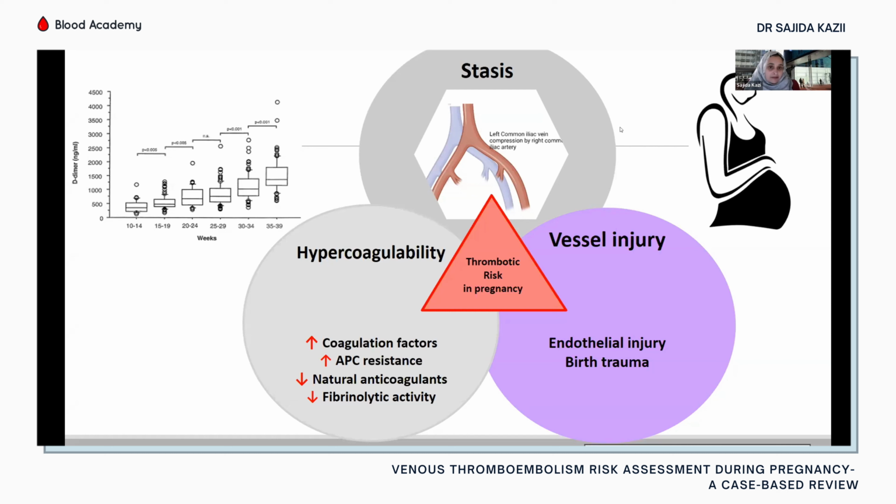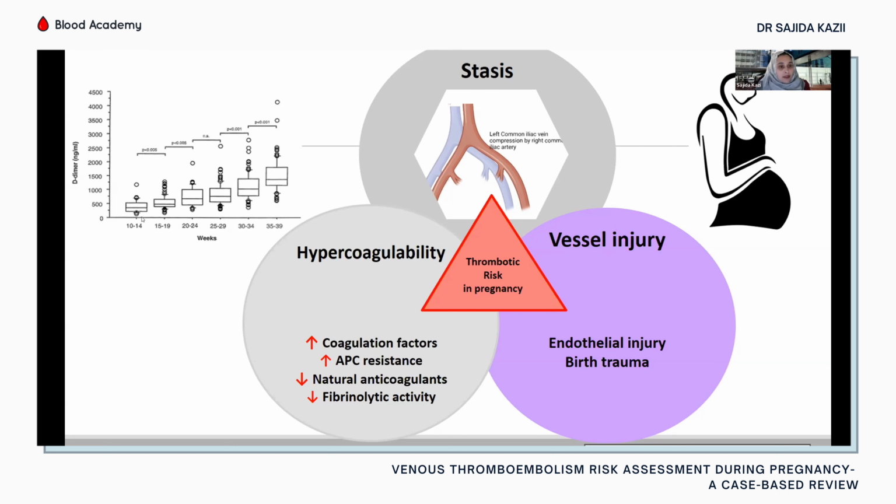When we look at the risk factors for VTE in pregnancy, we can consider Virchow's triad. There's definitely an increase in the coagulation factors, an increase in APC resistance, and a reduction of natural anticoagulants such as protein C and protein S. There's a reduction in fibrinolytic activity. But there's also venous stasis because of progesterone. There is dilatation, and the right common iliac artery compresses slightly on the left common iliac vein, which is why 85% of the time we see left-sided DVT during pregnancy. Vessel injury is because of endothelial injury, but also trauma around the time of birth, from normal delivery, but it can also happen before or around the time of cesarean section.